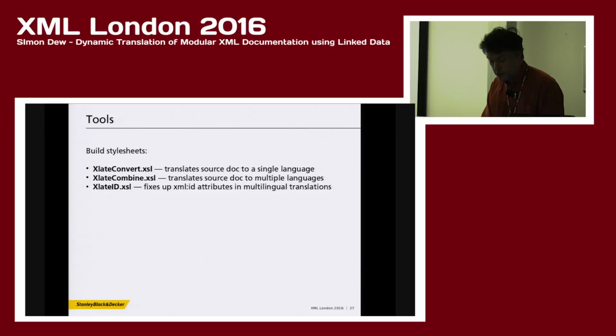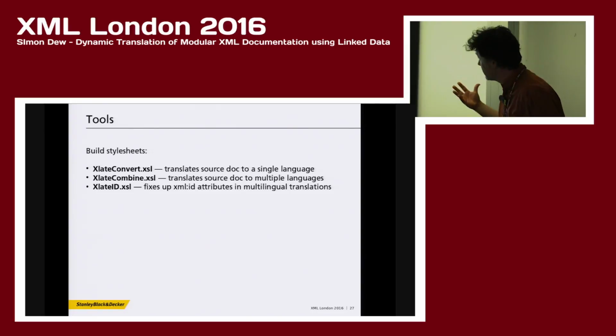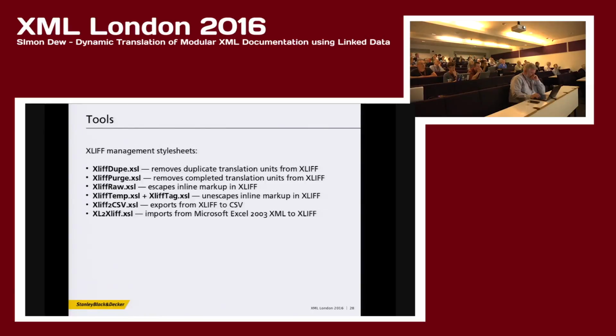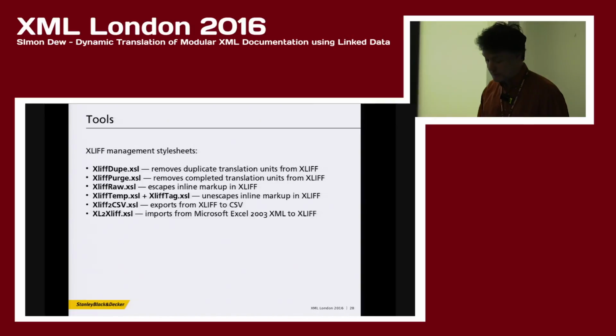Secondly, we've got style sheets which translate your source document as part of your build process. So you can translate the document to a single target language, or if you want to create multilingual translations, there are extra style sheets which help with that. And then finally, we had style sheets for the management of XLIFF files. So deduplicate translation units in an XLIFF file, purge completed translation units from an XLIFF file, round trip between escaped and unescaped inline markup, and a couple of import and export style sheets which I found useful.